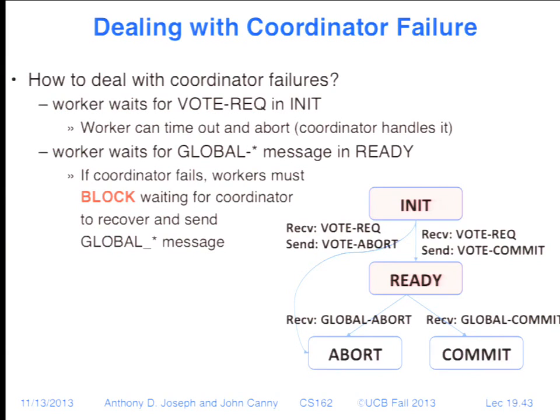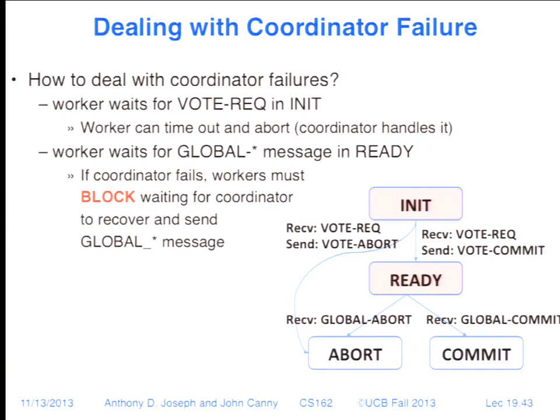So coordinator failures are a little bit more complicated. There's really two stages where failures can happen and different outcomes. If the coordinator initiates the transaction and sends its vote request, and the commit sequence is initiated, which means the state machines in all of the workers start running, but the vote request isn't received, then the worker times out and aborts. And the aborts were already handled as votes back to the coordinator. Otherwise, the worker waits for the global abort or global commit messages, and it's waiting down here.